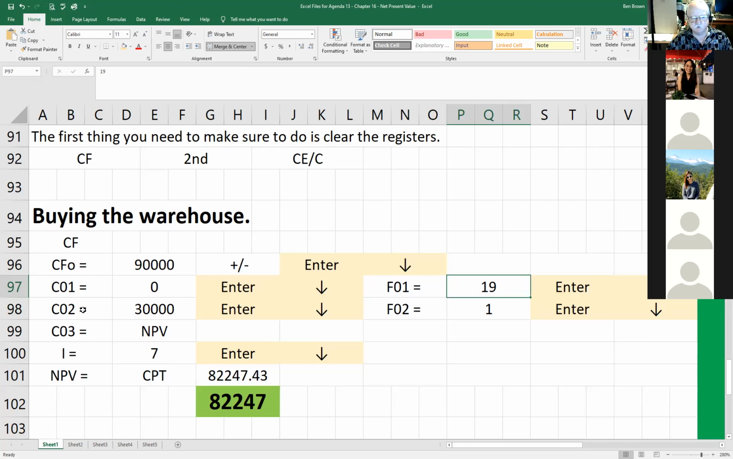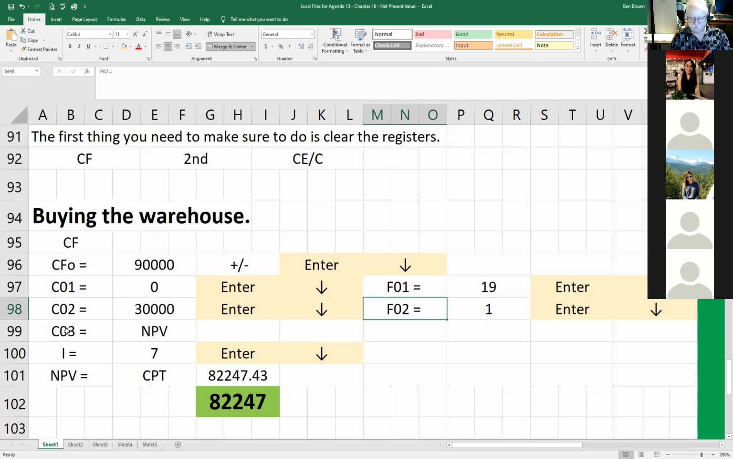So the next cash flow we're worried about is the salvage value, the residual value is 30,000. And this is a positive amount. So we don't hit plus minus, just hit enter and down. And over here for the frequency, how often does this happen? Once. So 1, enter, down. Now we're looking at cash flow 3, but there's no third cash flow to worry about.